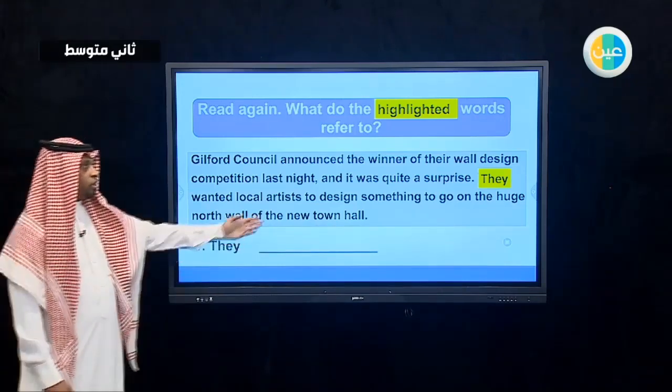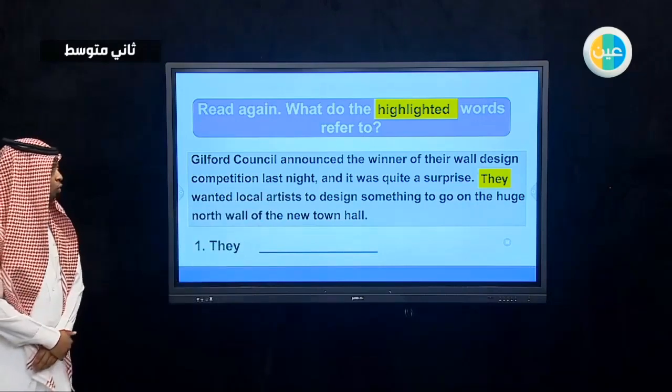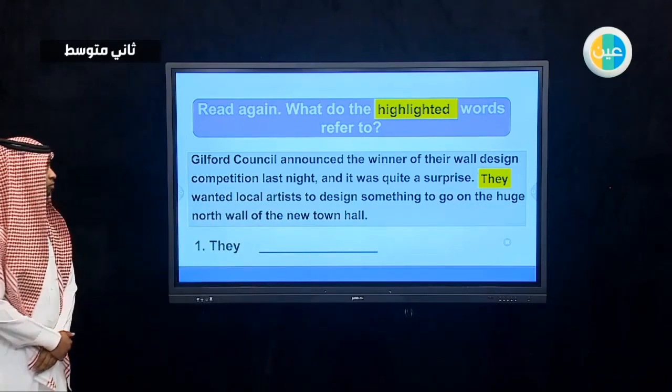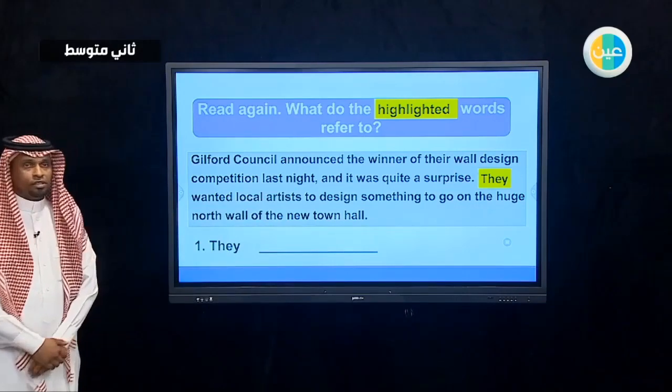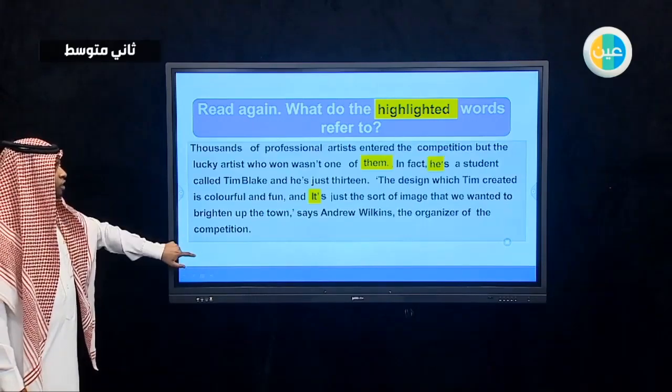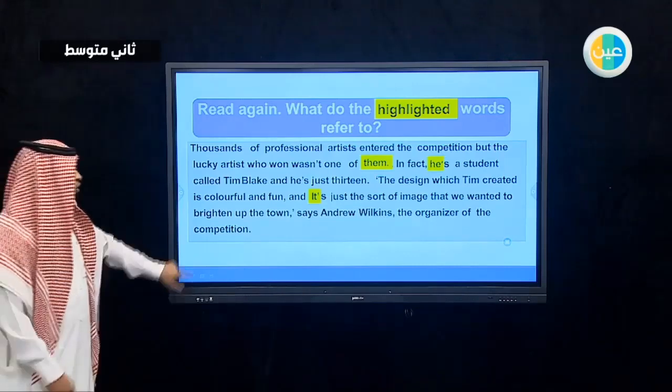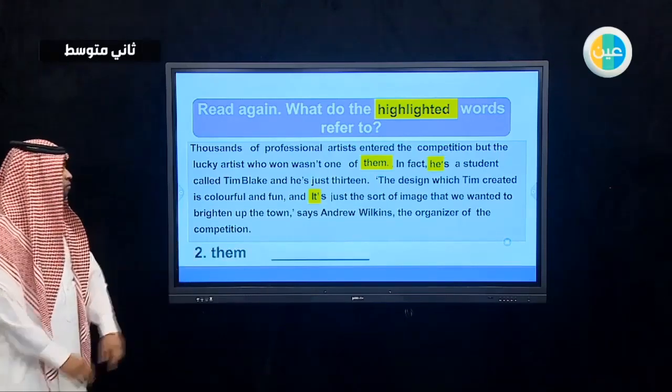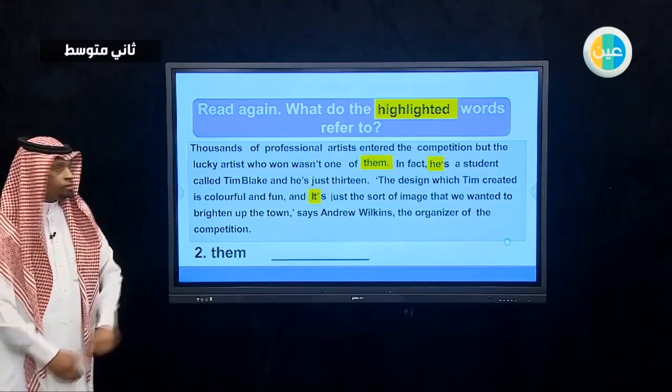What do you think about they, the highlighted word? What does they refer to? Good, excellent. It refers to Guilford Council. Now, let's move to the next one here. How about the word them? What does it refer to?